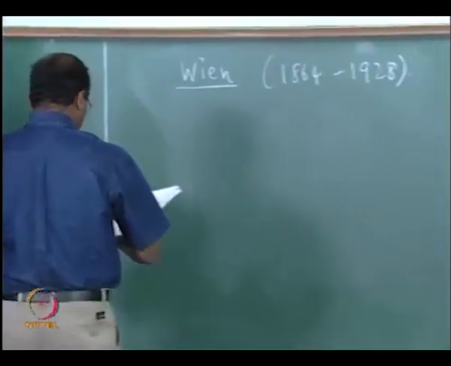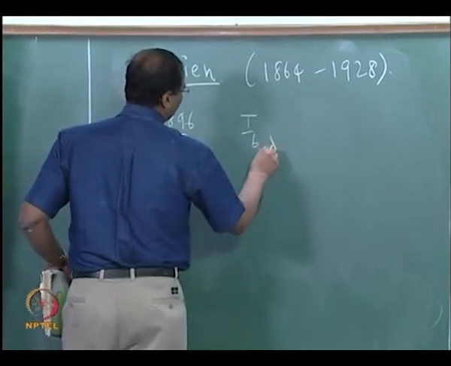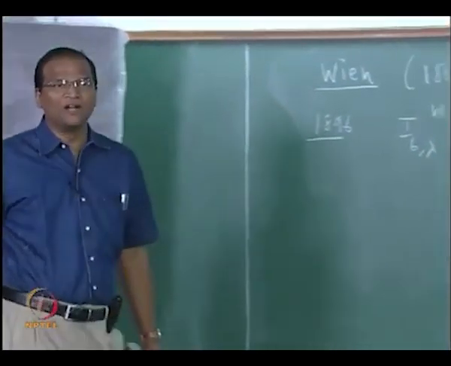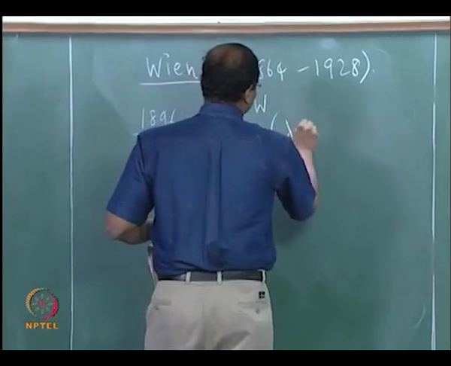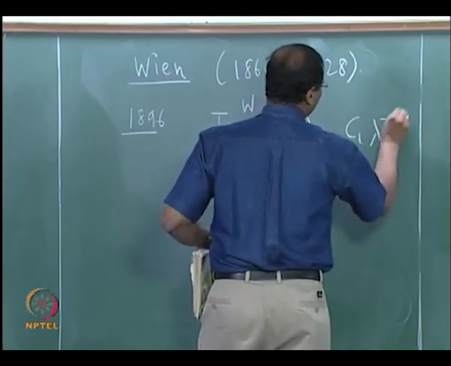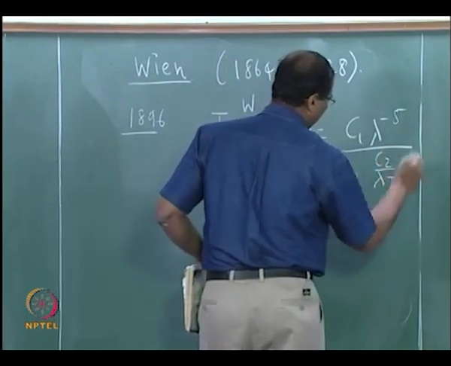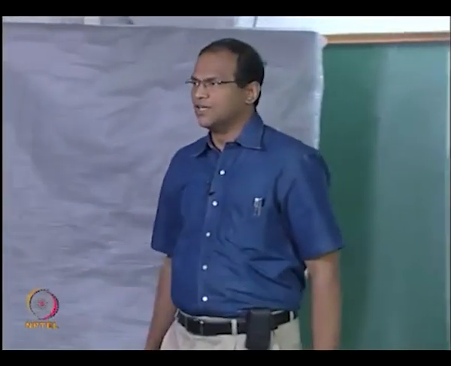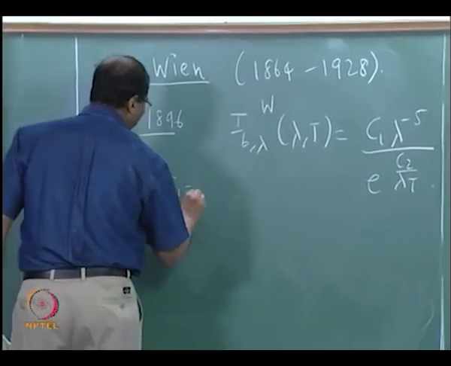Now, he proposed in 1896 I_B lambda W. I_B lambda W means I_B lambda proposed by Wien. So this is basically C1 over lambda to the power of 5 times e to the power of minus C2 over lambda T. This was Wien's distribution, where C1 and C2 are the two radiation constants.